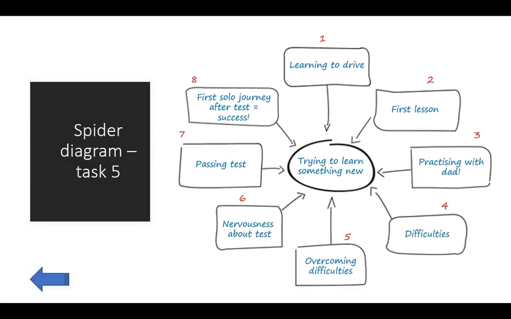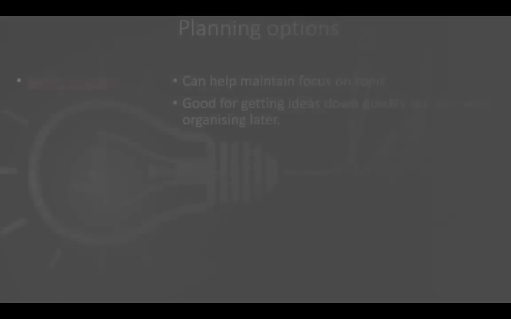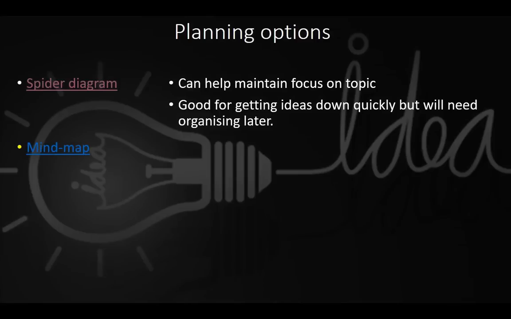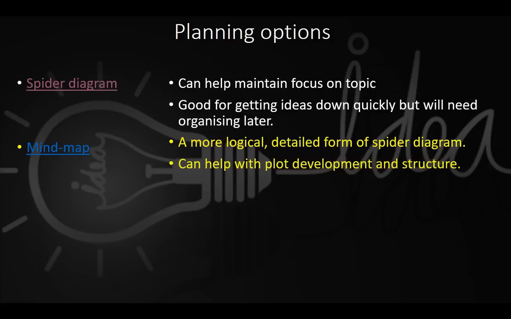So let's look at another similar option for planning, and that is mind maps. Now, done properly, mind maps have different coloured branches, they include pictures and all sorts of things. For the purposes of an exam, you don't have time to do that. Mind maps in an exam setting are basically a more logical, detailed, structured form of spider diagram. They're more useful than a spider diagram because they can help you with the development of plot and also with the structure of your piece. So let's look at the same plan again, rendered as a mind map.